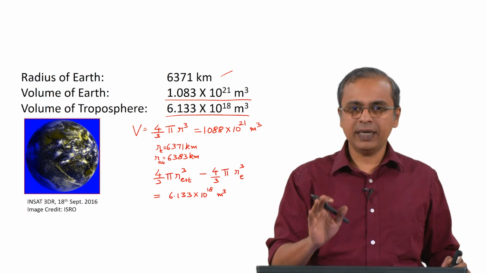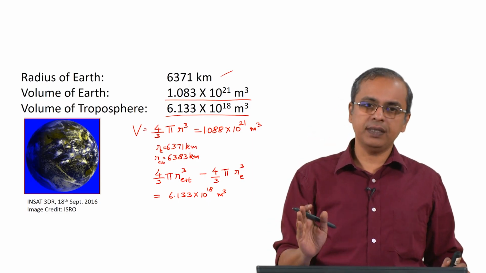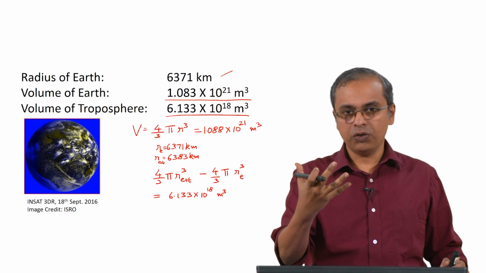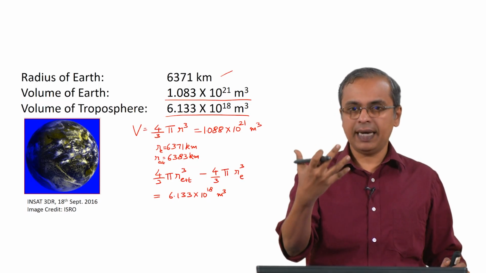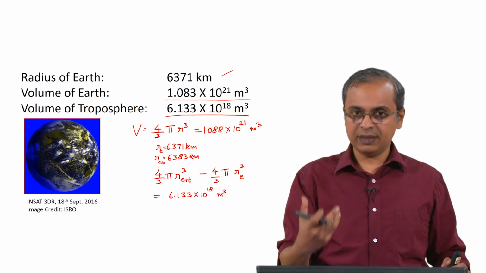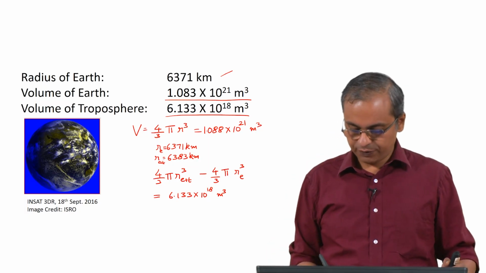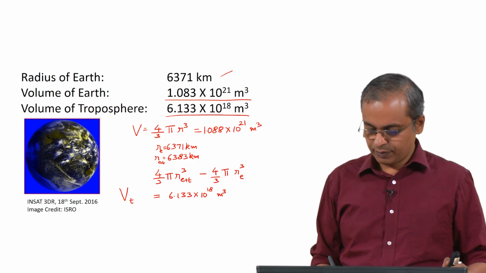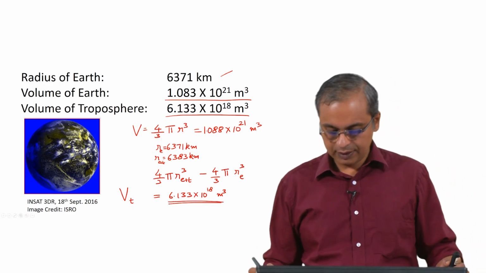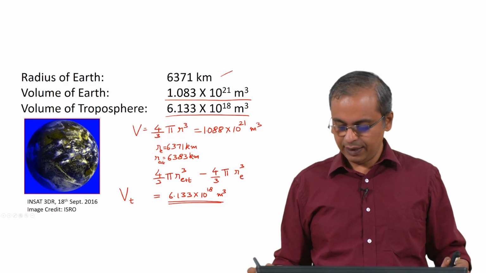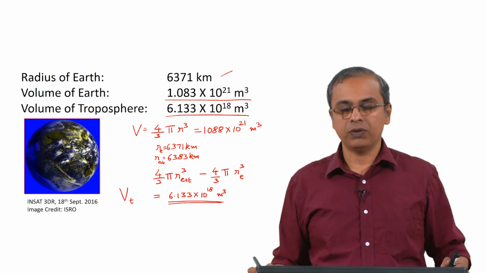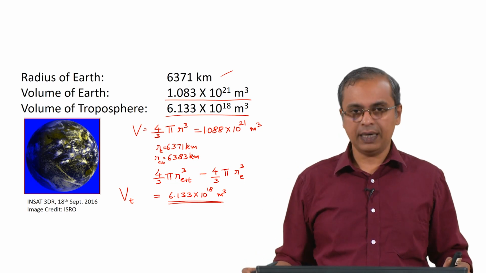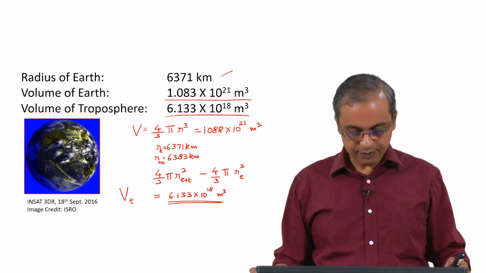So, by just quickly looking up simple values, which is the radius of the earth and the thickness of the troposphere, and then calculating the volume of the earth plus the troposphere, and then subtracting from that the volume of just the earth, we get the volume of the troposphere. This value out here, 6.133 into 10 power 18 meter cube, that is the volume of the troposphere. Okay. So, you can run through these numbers and you should arrive at a value of this nature.